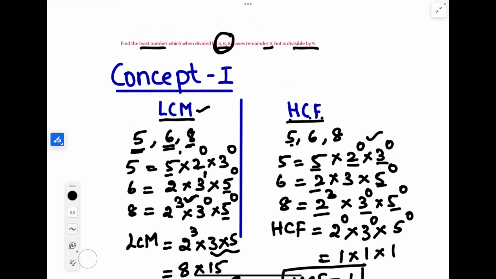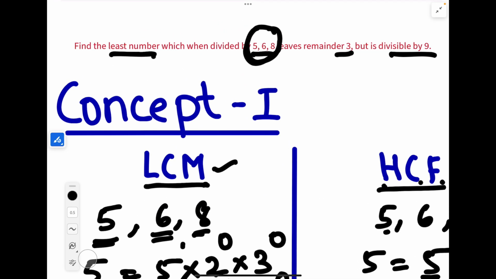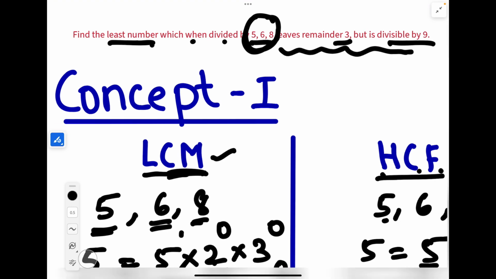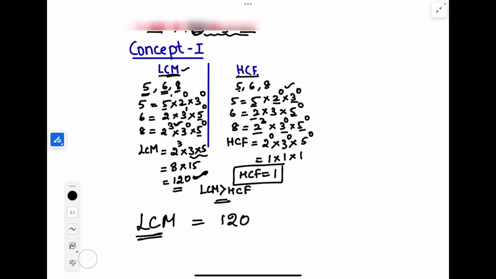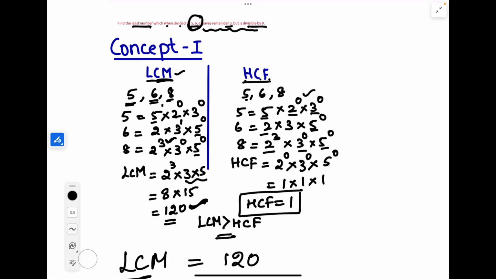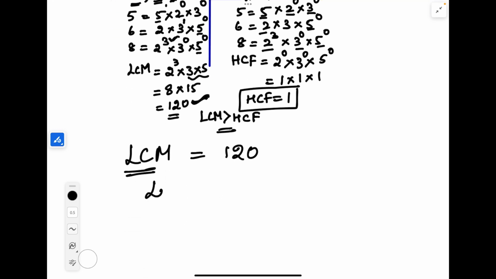Let us go back to this question. Find the least number which when divided by 5, 6, 8... So you are finding the least number which should be divisible. That means we have to find the least common multiple that will divide 5, 6, 8. But they have given a condition which leaves remainder 3 but is divisible by 9. We have to take the LCM for such questions. LCM is 120, right? So the general form for solving such type of questions is: let the required number be x. Then how to find x?